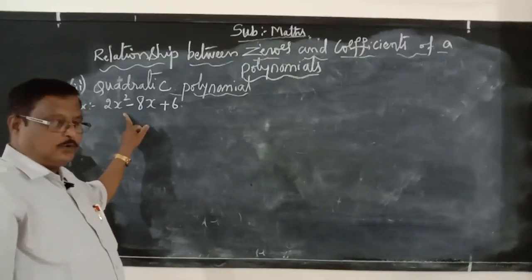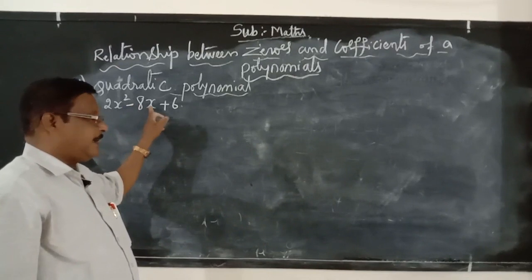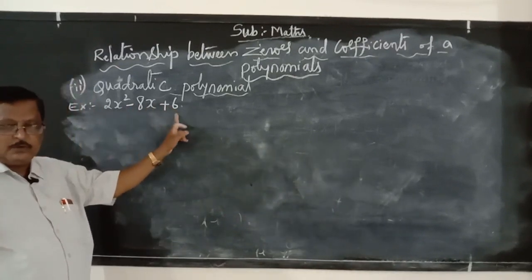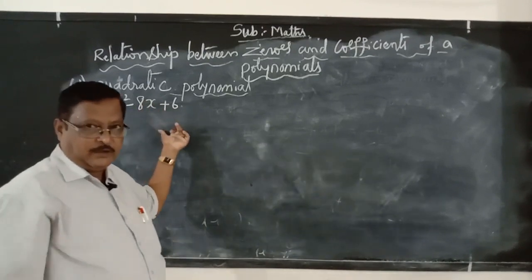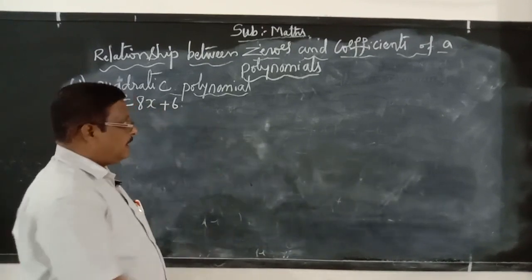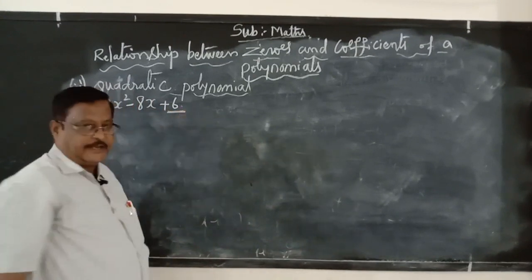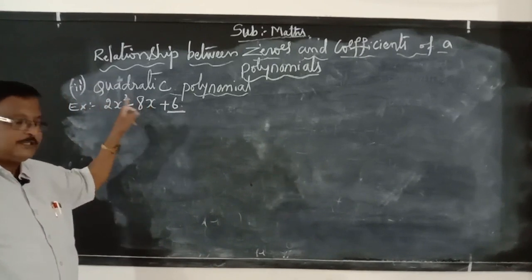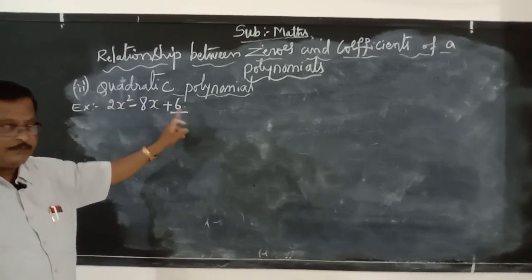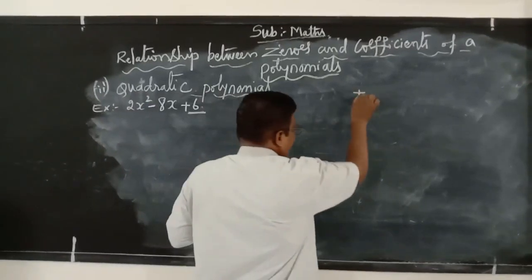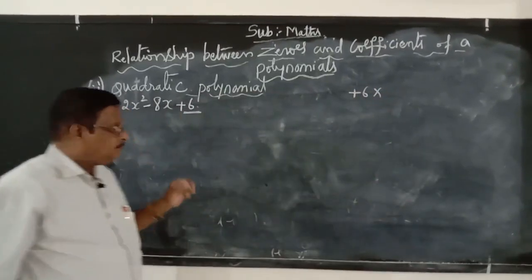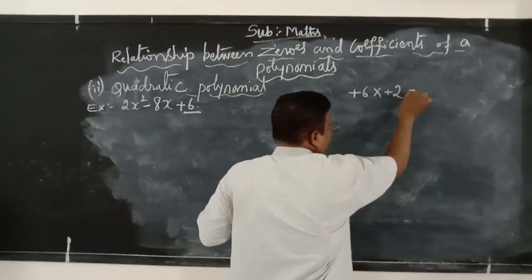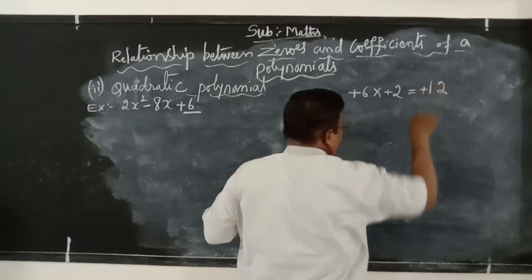Next example number 2, 2x square minus 8x plus 6. Here 2x square minus 8x plus 6, you first factorize this one, find the zeros. Here factorization means first what is constant. Here x square term is there, the coefficient of x square is 2, the coefficient of x is minus 8, this is the constant term. What is the constant term? Plus 6. What is the x square coefficient? 2. This is also a plus number, plus into plus, plus 6 into 2 is 12.